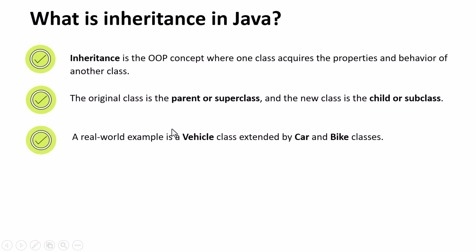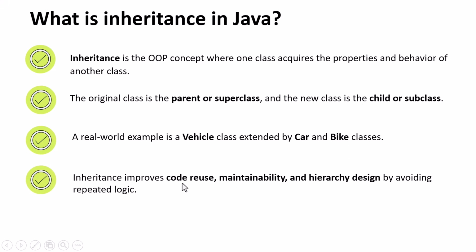A real-world example is a vehicle class. A car class and a bike class can inherit common properties like brand and speed, and common methods like start and stop, while also having their own specific features. The main benefit of inheritance is code reuse and hierarchy building. It allows developers to write common logic once in the parent class and then extend or customize it in child classes, which improves maintainability and reduces duplication.